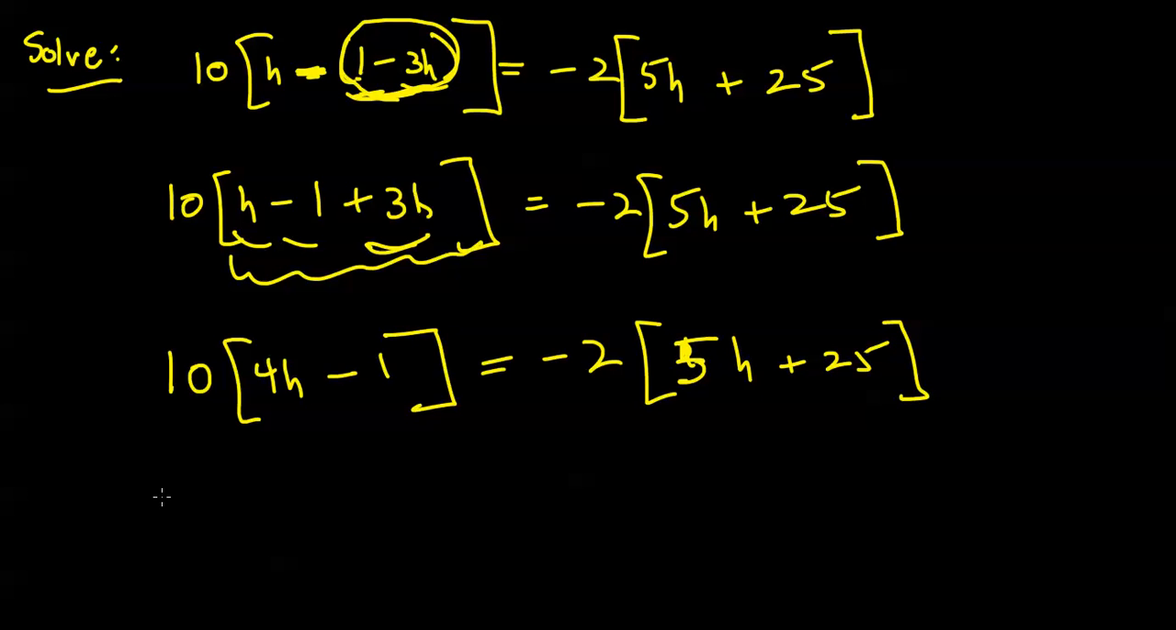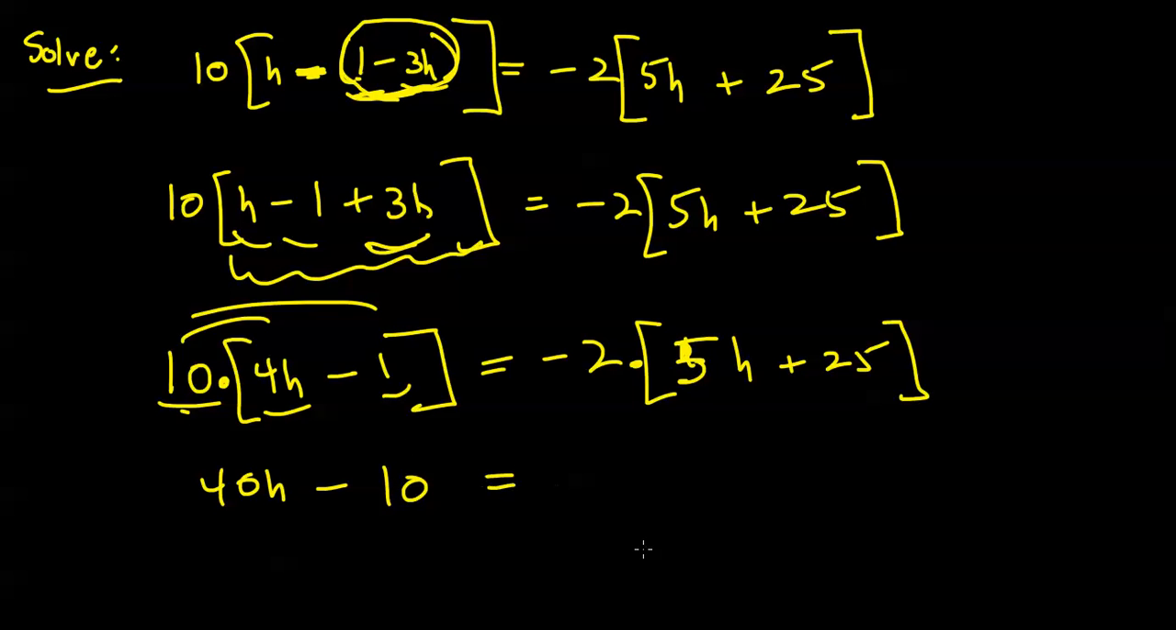other operations pending. All right, now I've got to free up these h variables from their symbols of grouping, or parentheses. So I'll apply my distributive law. 10 times 4h is 40h, minus 10 times 1 is 10 on the left. On the right, minus 2 times 5h is minus 10h, and minus 2 times positive 25 is negative 50.